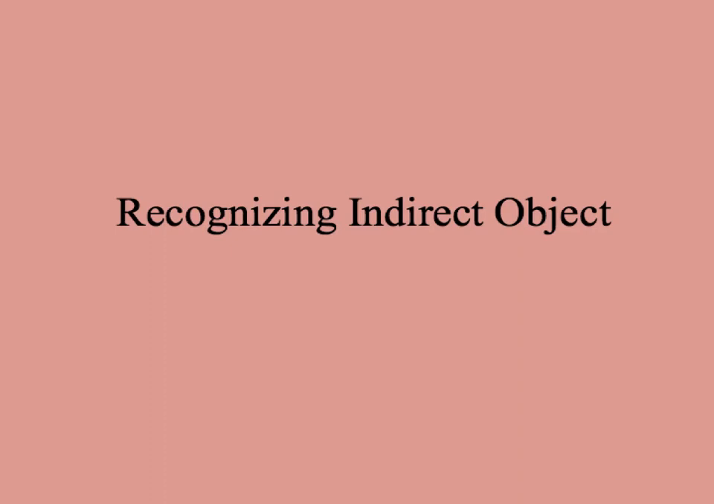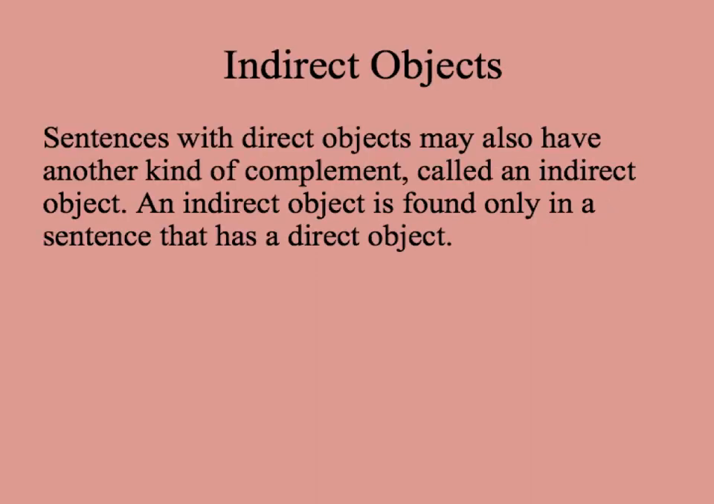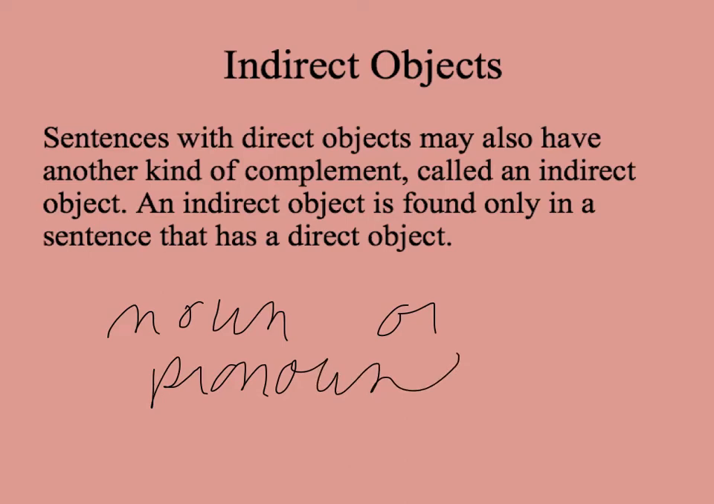Now that you're a master of direct objects, it's time to learn about indirect objects. Sentences with direct objects may also have another kind of complement called an indirect object. An indirect object is found only in a sentence that has a direct object. An indirect object is a noun or a pronoun that comes after an action verb and before a direct object. It names the person or thing that something is given to or done for.